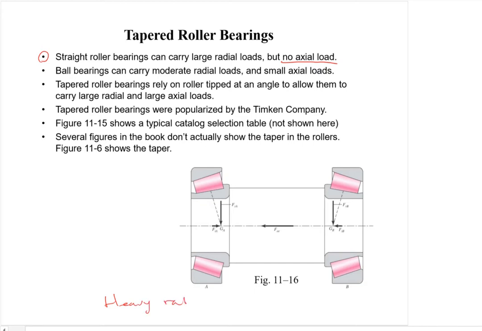Heavy radial and axial load. So if you have a high load application that has both large radial and axial loads, go straight to tapered roller bearings. And just keep in mind that several figures in the book don't actually show the taper. Sometimes that's actually fairly accurate. The rollers don't have to be incredibly tapered.